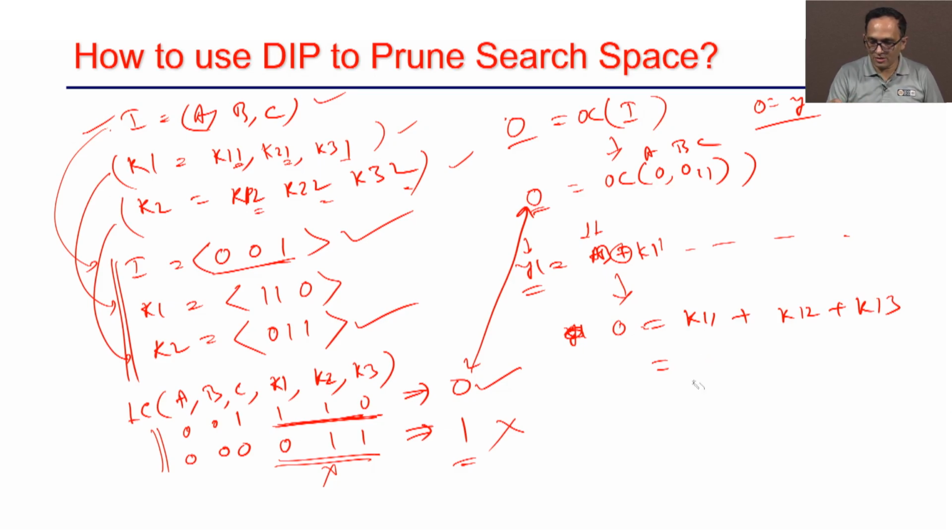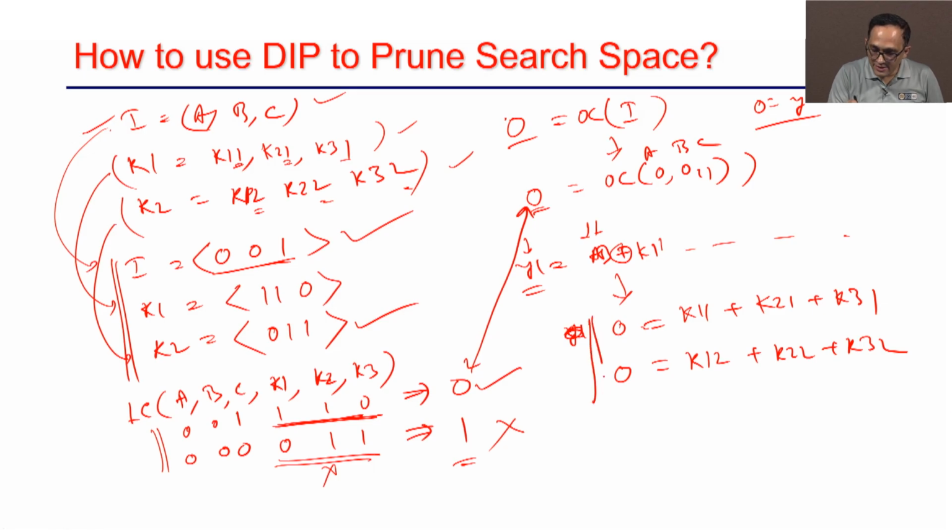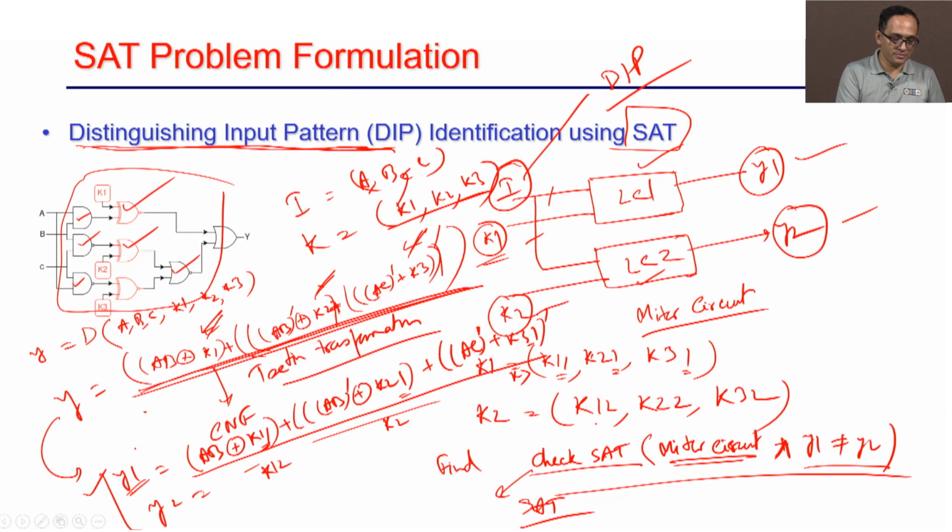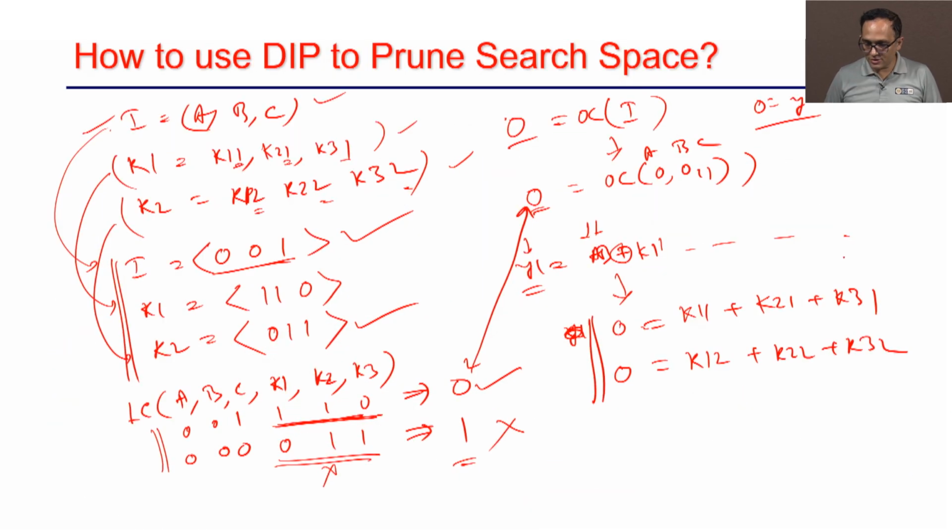And this is from the other one, K12 plus K22 plus K, sorry, I wrote it completely wrong. There are two copies of it, which is K11 plus K21 plus K31, and this is K12 plus K22 plus K32, which is also 0. I am just going to add this to my previous formulation. This miter circuit formulation that I have done here, I will just add this constraint.